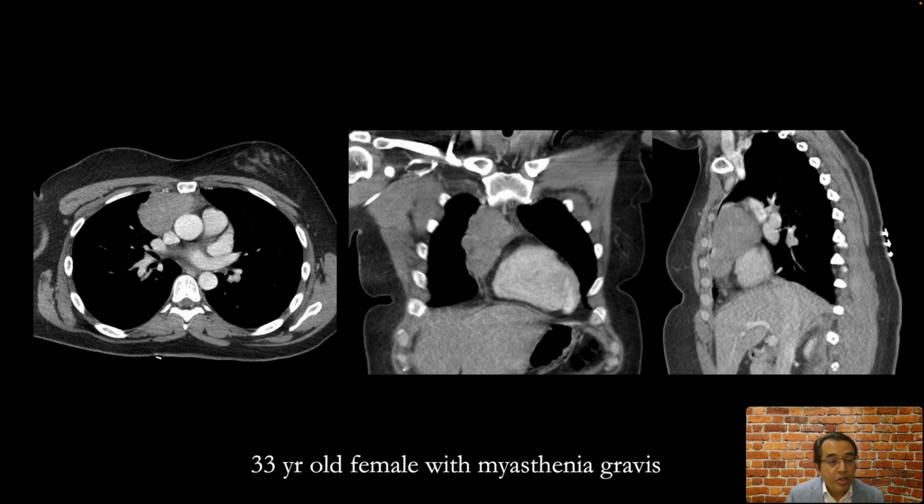This is our next patient, a young female with history of myasthenia gravis. She underwent CT of the chest, and the images show this large lobulated enhancing mass in the anterior mediastinum, seen also right here on the coronal image and the sagittal image. There are no calcifications, there is no necrosis, and there is no fat inside this tumor. It's uniform, it's lobulated, and it's enhancing. This turned out to be a thymoma at surgery.